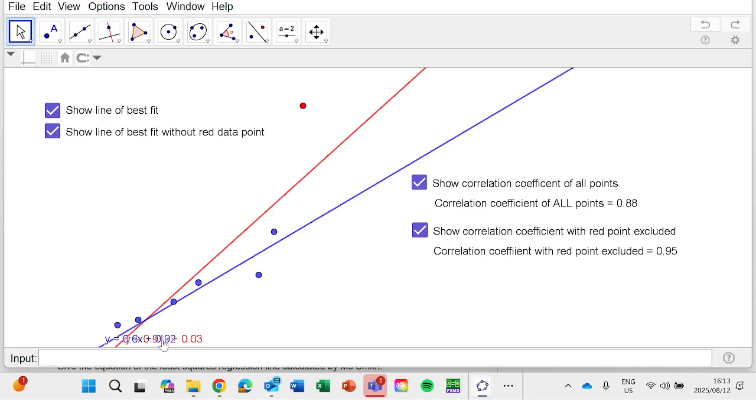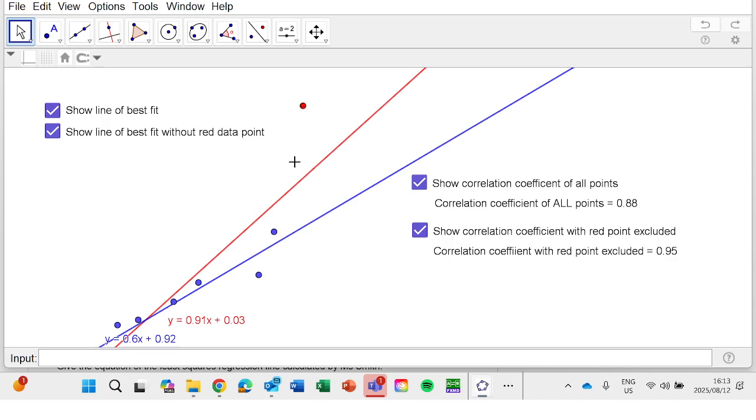And let's look at the line of best fit without the red data point. Okay, and I want you to watch what's happened. It's actually a much better approximation, and the gradient has decreased. And the reason the gradient decreased is that red dot was actually pulling it up.